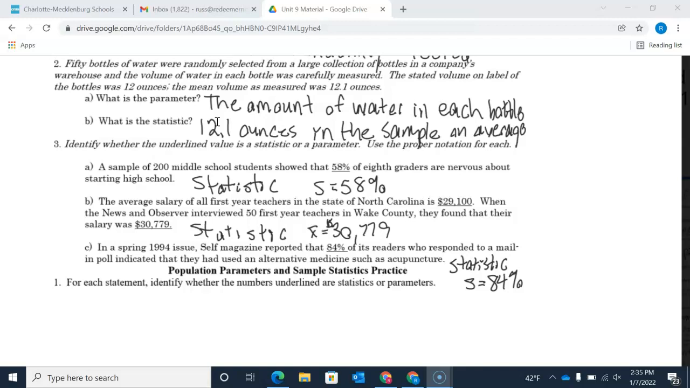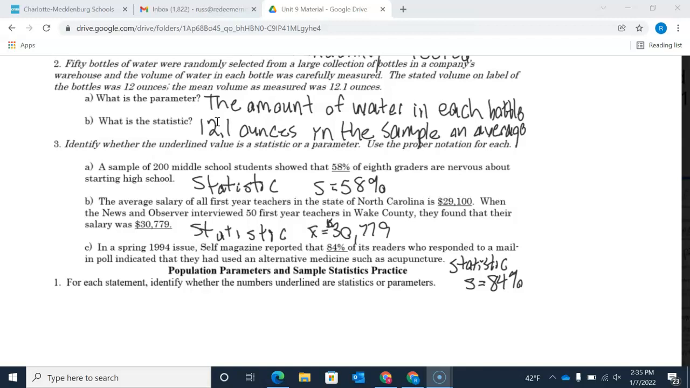Letter B: the average salary of all first-year teachers in the state of North Carolina is $29,100. When the News and Observer interviewed 50 first-year teachers in Wake County, they found their salary was $30,779. So the second part of that, the Wake County 50 teachers, is a statistic because it's not everybody. And this is the sample mean. This is the average. Their average salary is $30,779. So the sample mean is the sample average.